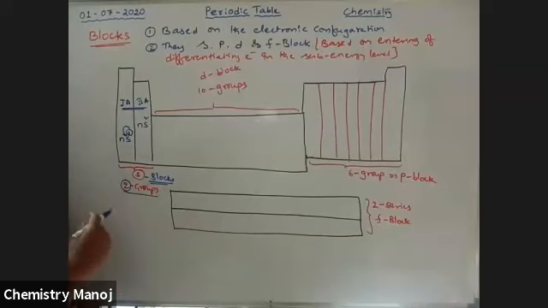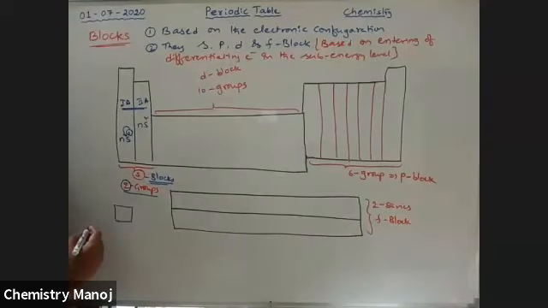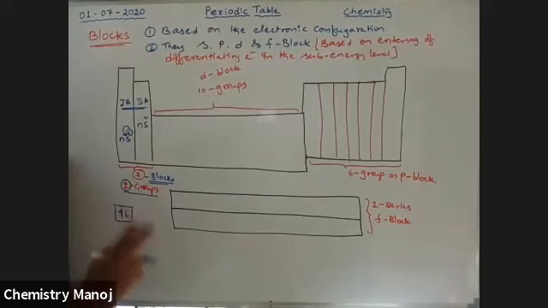How many groups are there in S block? 2 groups are there. Why, sir, only 2 groups in S block? Because the S sub-energy level contains only one orbital. That means s1 configuration and s2 configuration are only possible. In that one orbital, the maximum number of electrons is only 2. That is why it contains only 2 groups.